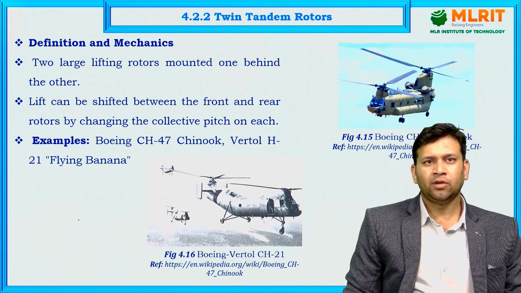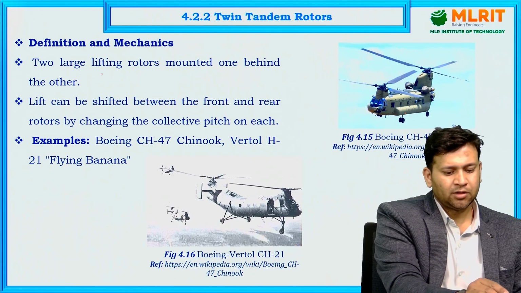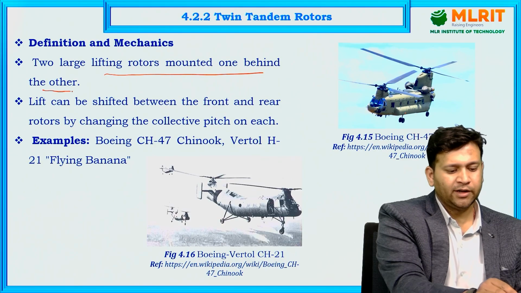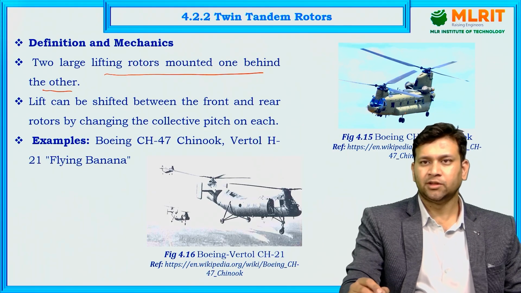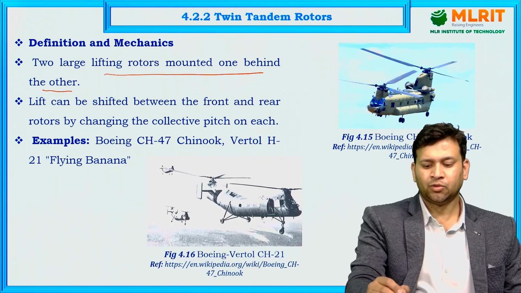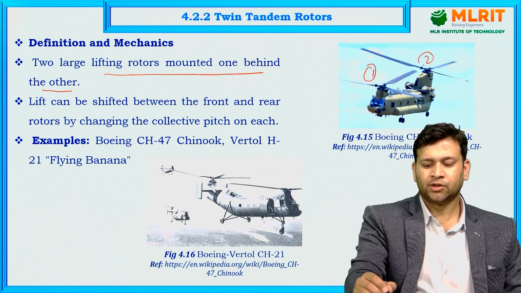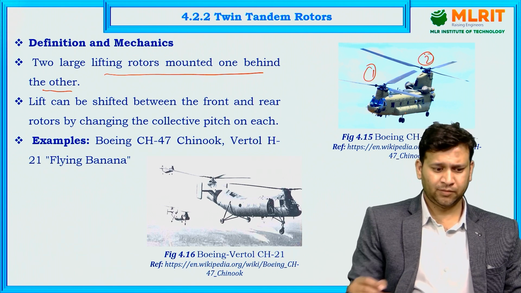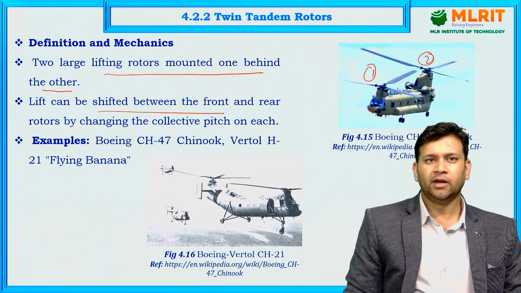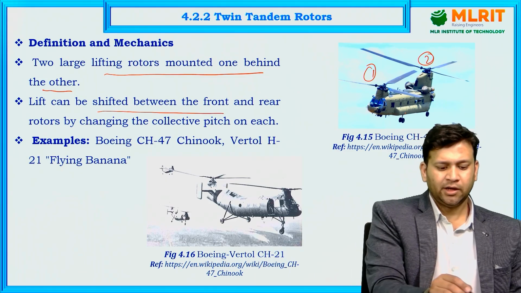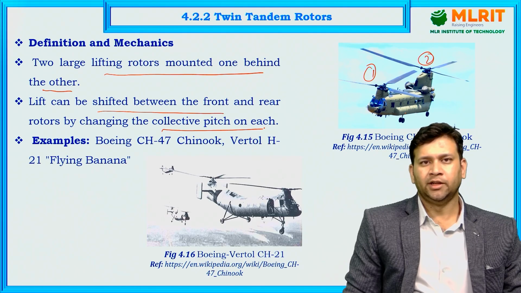There are two large lifting rotors mounted one behind the other. This is an example of the Boeing CH-47 Chinook. Here we have two rotors. This is rotor 1 and this is rotor 2. Okay, so lift can be shifted between the front and rear rotors by changing the collective pitch on each.